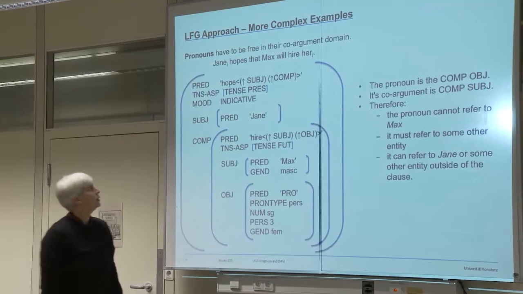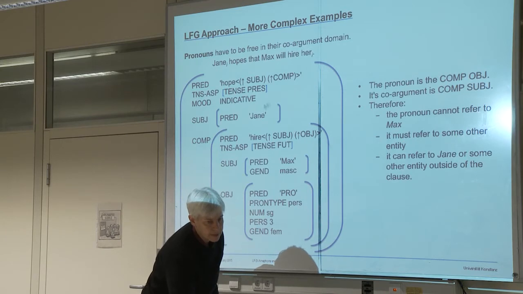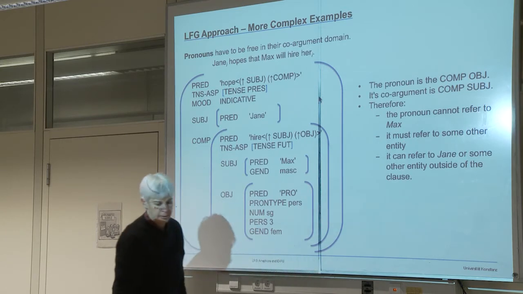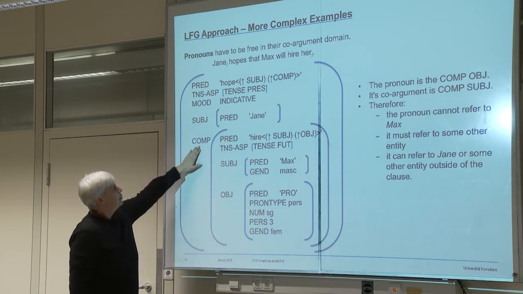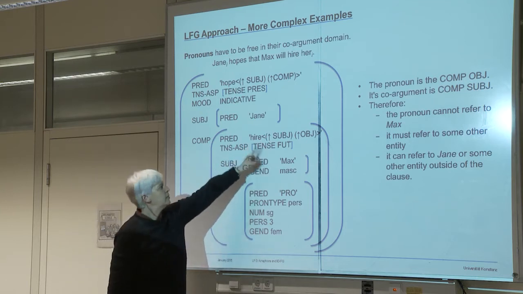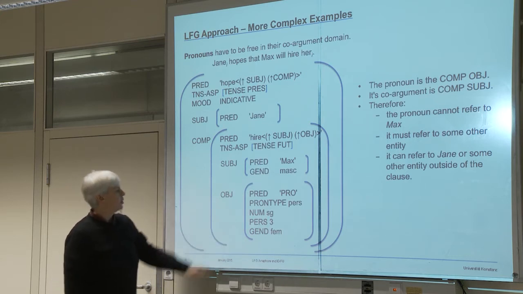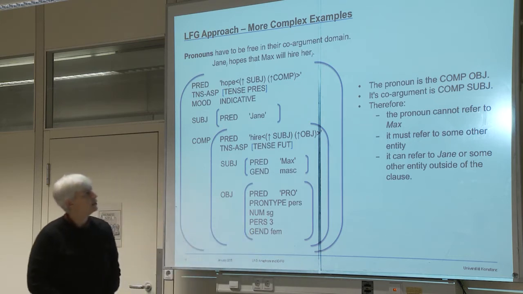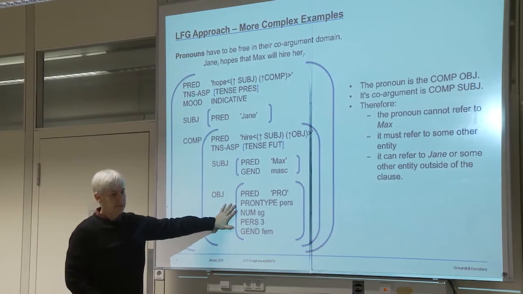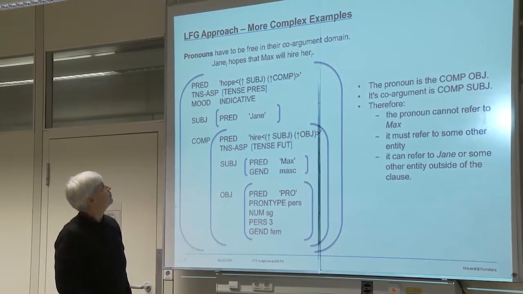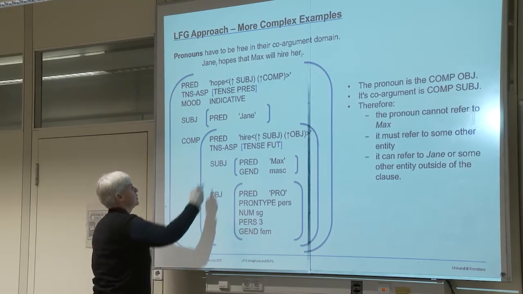I've done you an F structure here. Pred hope, up there. Okay, so up here, subject, complement. The subject is Jane. The comp has hire in it, which has a subject and an object. Max is the subject, and this is the her. This time, it's feminine gender. Okay, so the pronoun, which is this, the comp's object, has to be free in its co-argument domain. What's its co-argument domain? It's this.